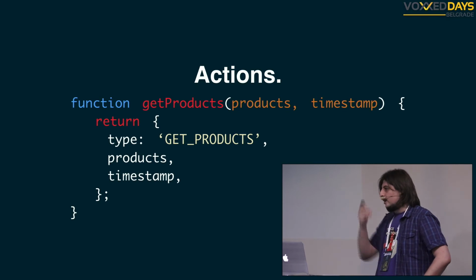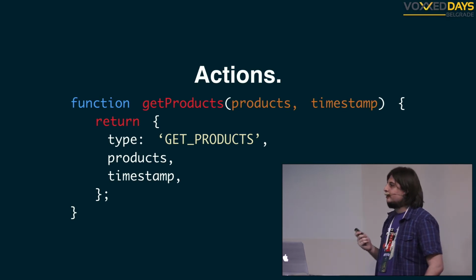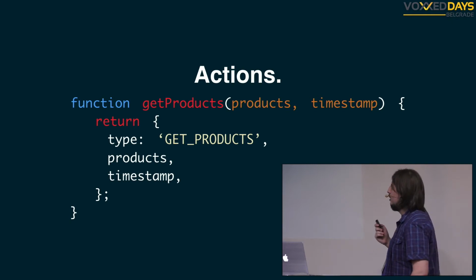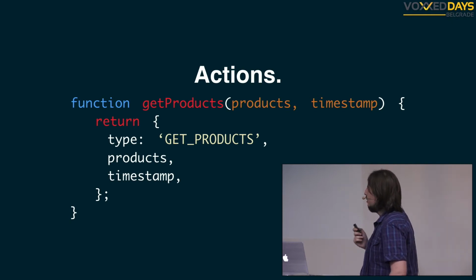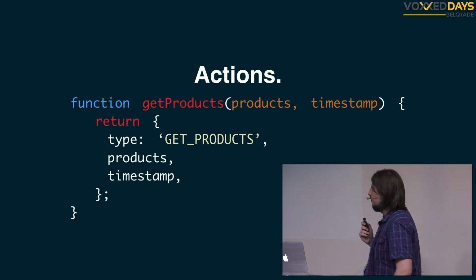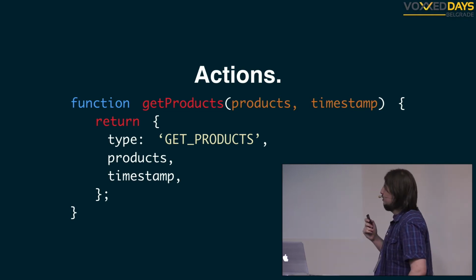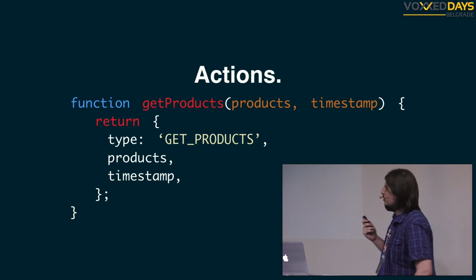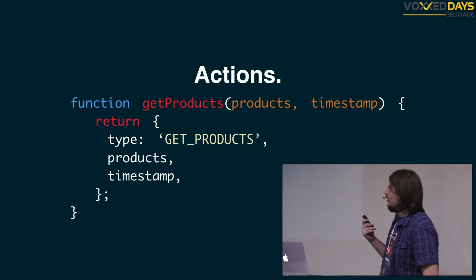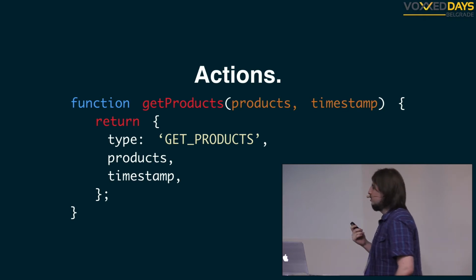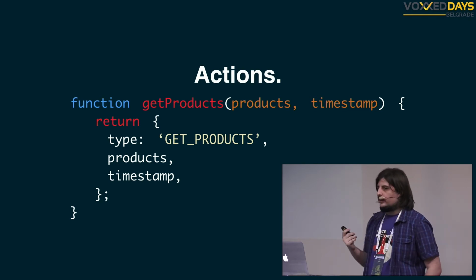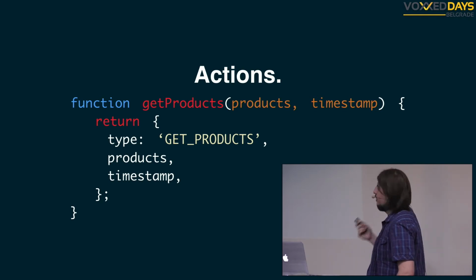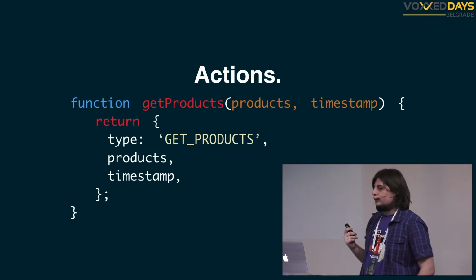So actions. The function here is not an action. It is what we call an action creator. The action itself is this return object. And the most important thing about this return object is the type. It's a string of some sort that describes what this action is telling the state. We can have additional payloads. So for example, this function apparently provides some products to the state, products and timestamp, probably for caching and stuff. But those parameters are optional.